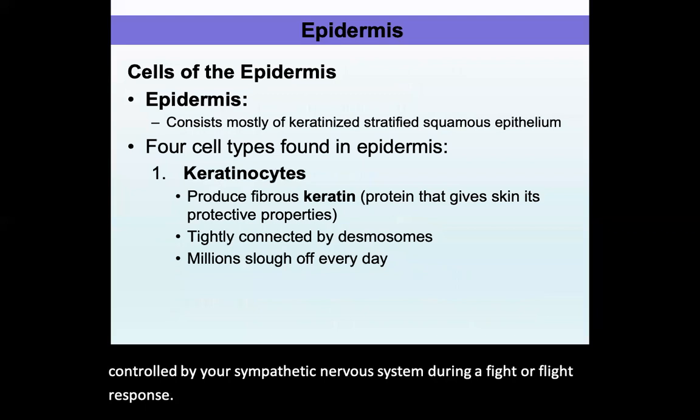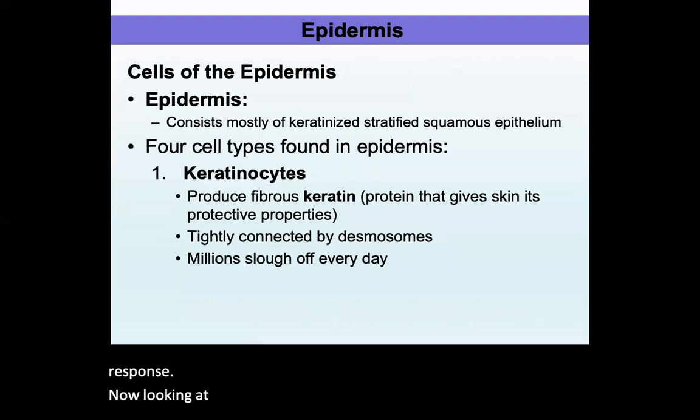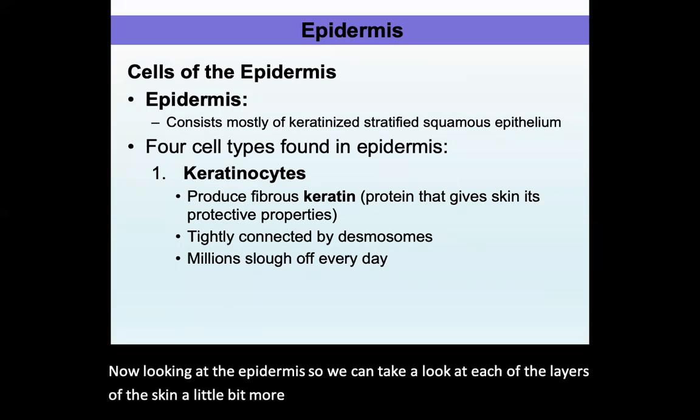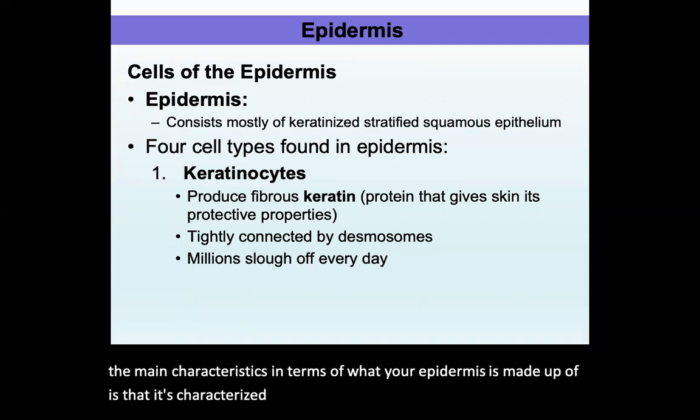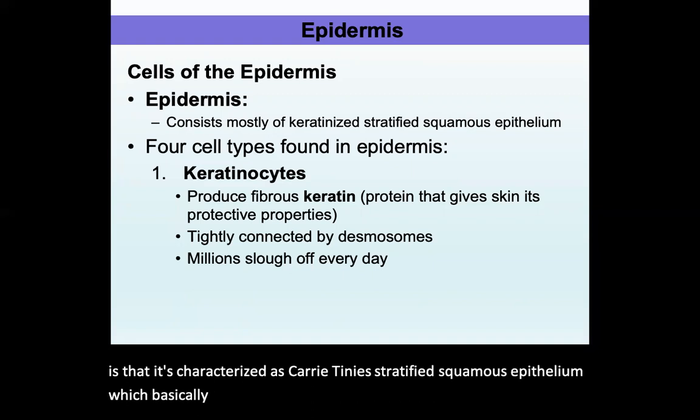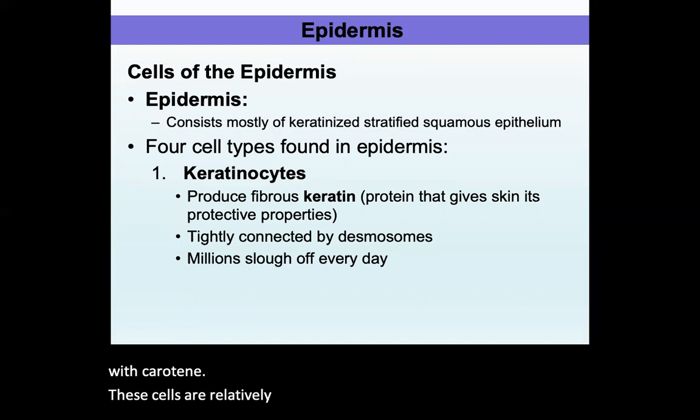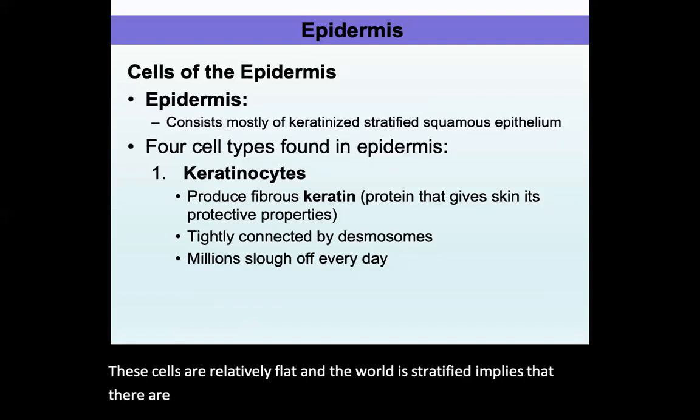Now, looking at the epidermis. So we're going to take a look at each of the layers of the skin in a little bit more detail. So starting with your epidermis, one of the main characteristics of what your epidermis is made up of is that it's characterized as keratinized, stratified squamous epithelium, which basically means that you have cells that are packed with keratin. These cells are relatively flat. And the word stratified implies that there are multiple layers of these cells stacked on top of each other.